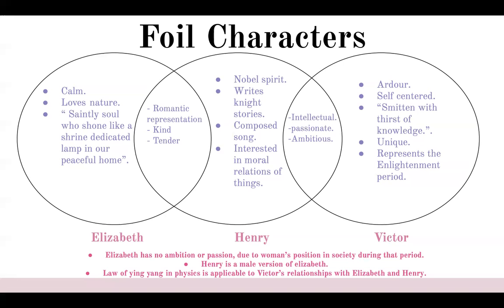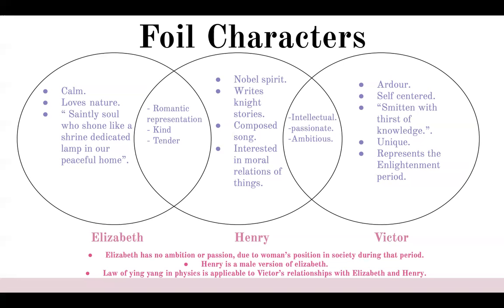And like Henry, she's a romantic representation. She's kind and tender. Now, the difference between Henry and Elizabeth is that Henry is an intellectual. Now, not in a scientific way like Victor, more of a literary way, but he's intellectual. Now, what makes Elizabeth and Henry different? Henry is the male version of Elizabeth because he has an ambition, because he's a male. Therefore, he has all of these opportunities.